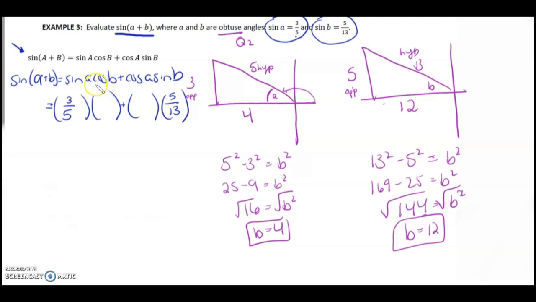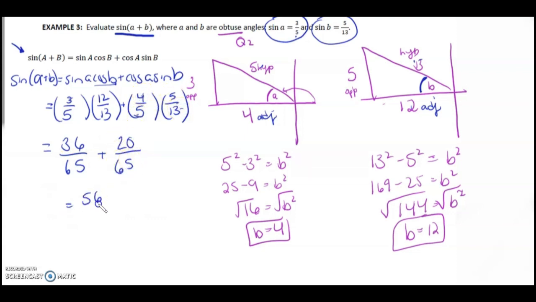Now what we need to do is find cos B. So go back to B. Cos B is adjacent over hypotenuse, 12 over 13. Now cos A is adjacent over hypotenuse, 4 over 5. And then we just solve. 3 times 12 is 36. 5 times 13 is 65. Plus 4 times 5 is 20. 5 times 13 is 65. I get 56 over 65.